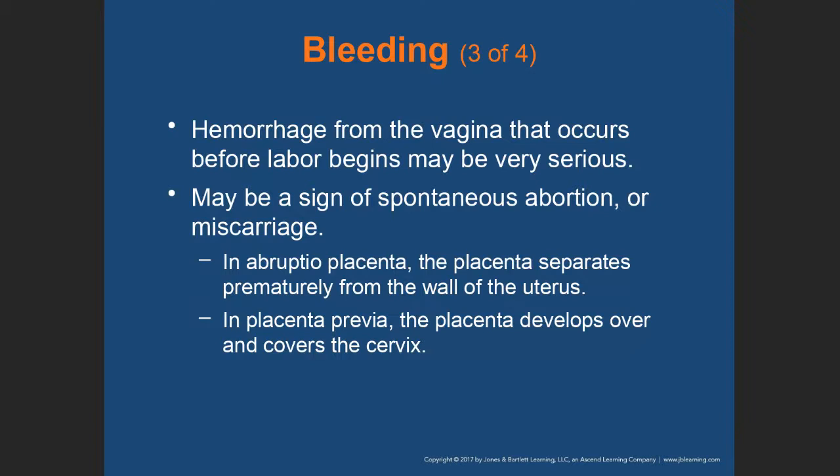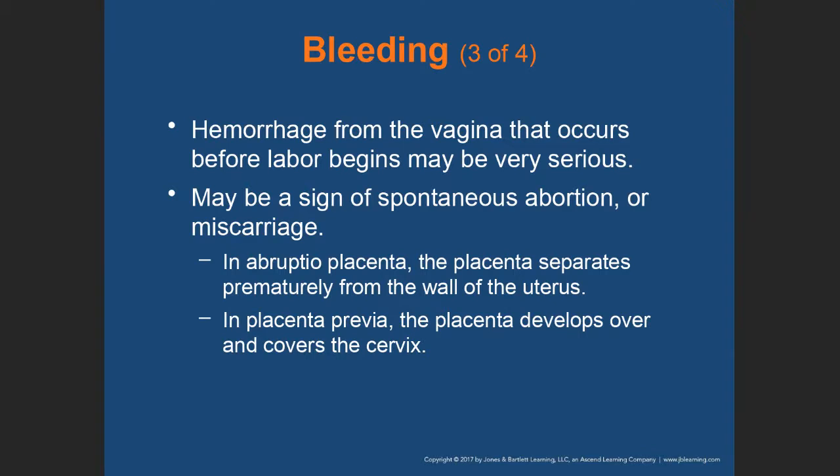Hemorrhage from the vagina that occurs before labor begins may be very serious. It may be a sign of spontaneous abortion or miscarriage. And an abortion is when the fetus is released prematurely from the wall of the uterus before the 20th week of gestation, right? And that is more common in your second trimesters.